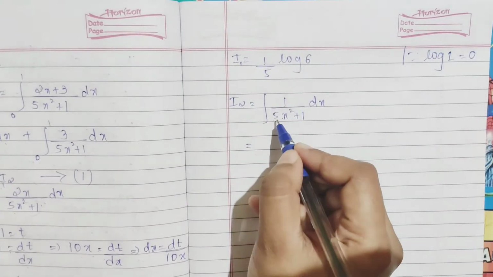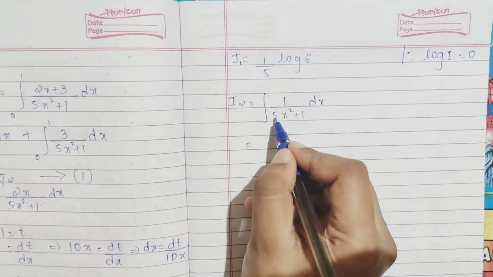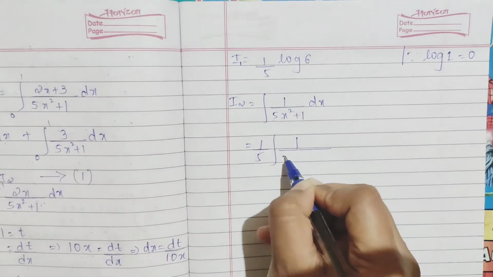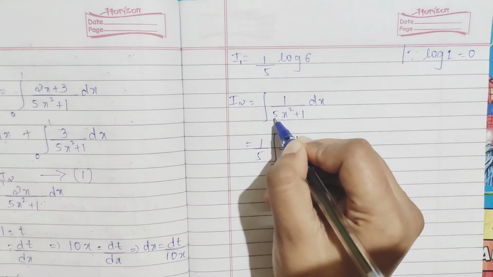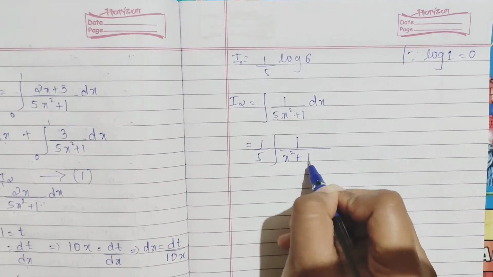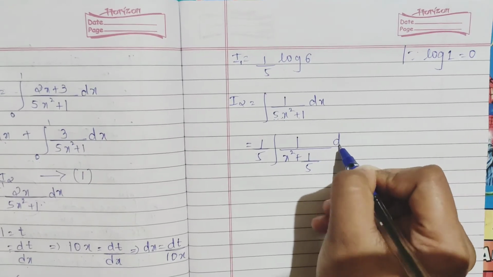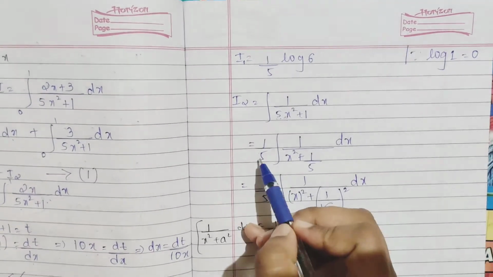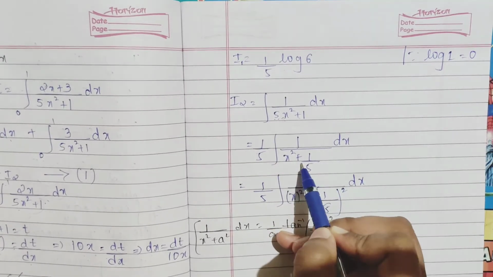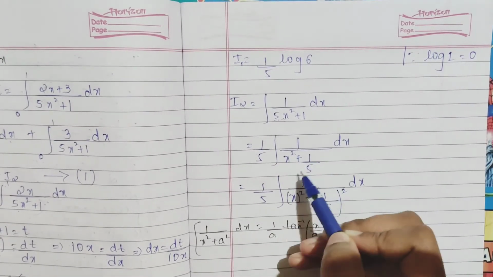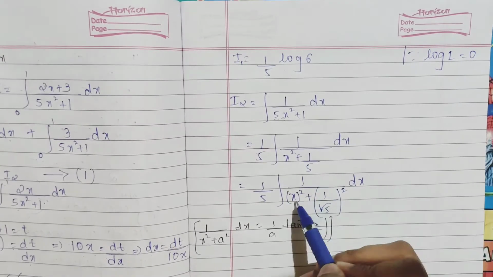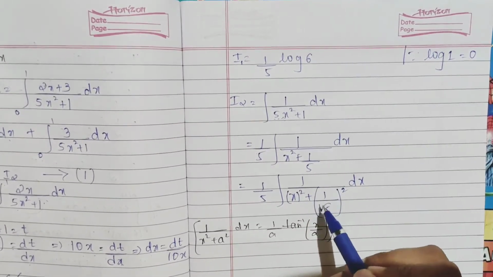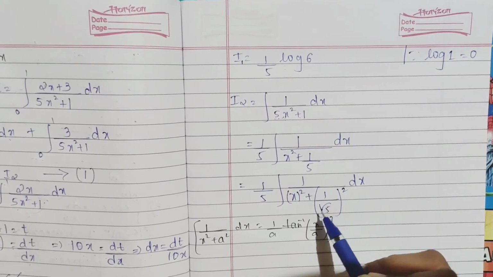To make it 1, I should divide by 5, right? Here it is 5. So take 1/5 outside, and you will have 1/(x² + 1/5) dx, because taking 5 common from both terms, it will be 1/5 only, right? Now we will put it in the formula form, x² + a². To make this a square, we take 1/√5 whole squared, which comes out the same.